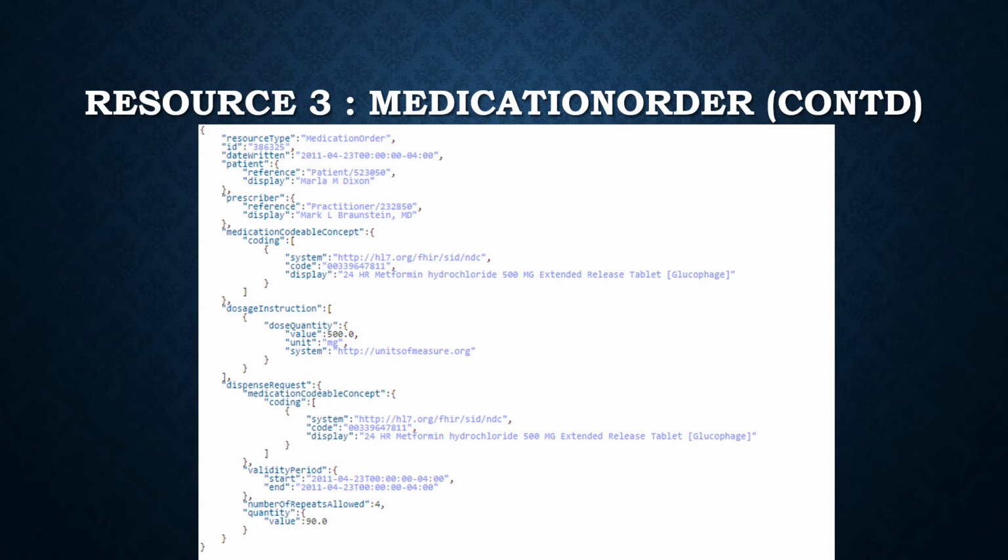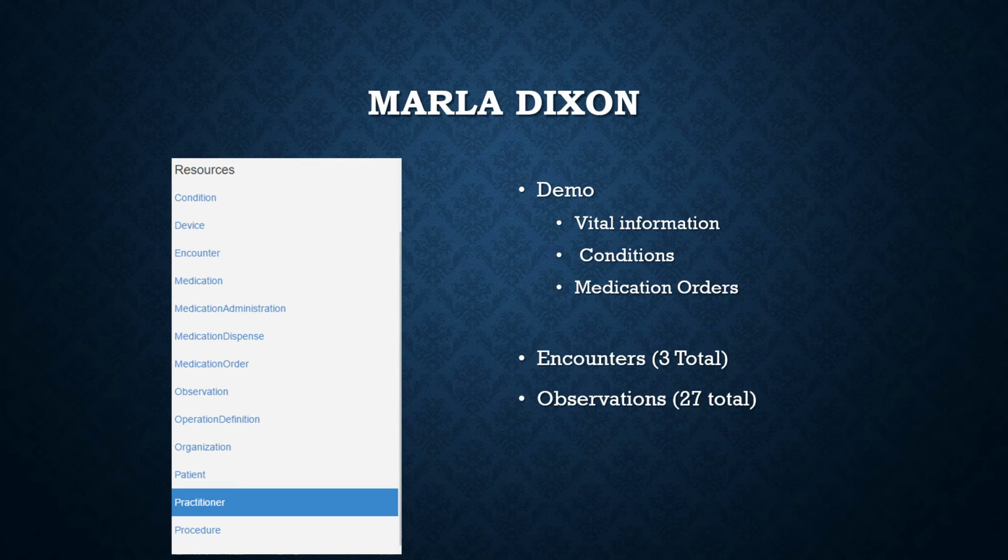Just how we saw in the previous resource, you can simply click on the resource and see more information about it. Here you can see more information about the first medication order that Marla had. Now FHIR has so many other resources, as you can see displayed here to the left. In this demo, we specifically looked up Marla's vital information, her conditions, and her medical orders. But if you look through FHIR, you can see more information on Marla, and I did some queries on my own, and I noticed that she has a total of 3 encounters and 27 observations.